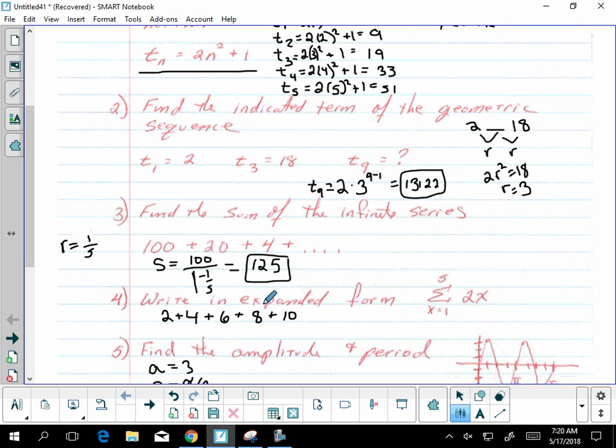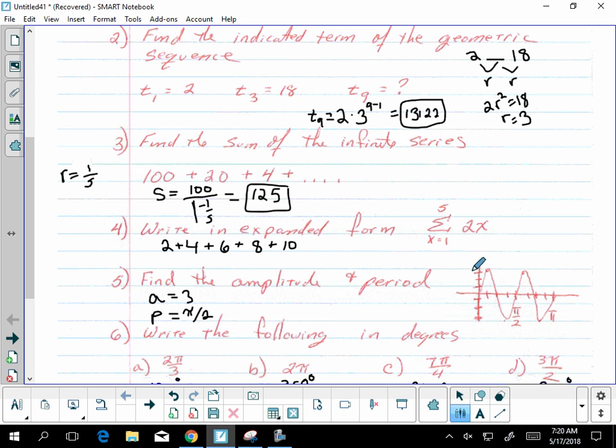I want to write this in expanded form. So you're going to do this starting with 1. So 2 times 1, 2 times 2, 2 times 3, 2 times 4, 2 times 5. This tells me where to end. I'm ending when x is 5.